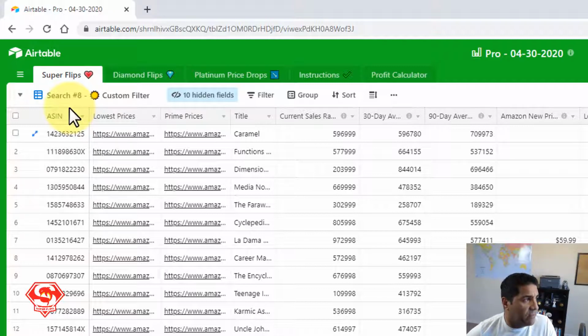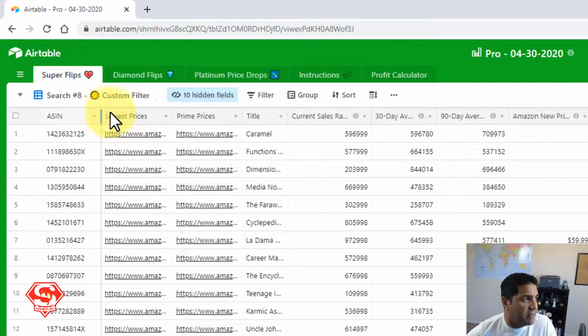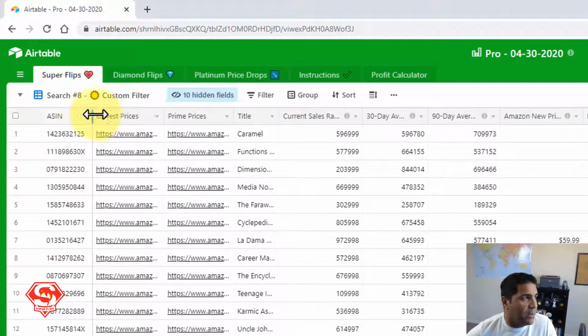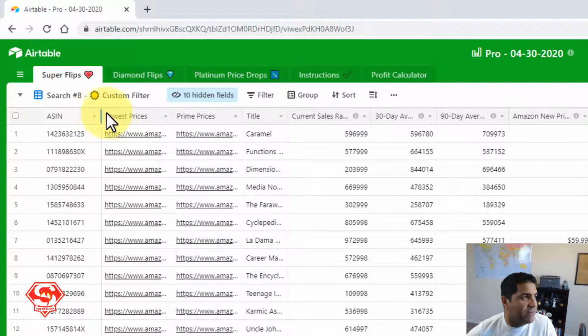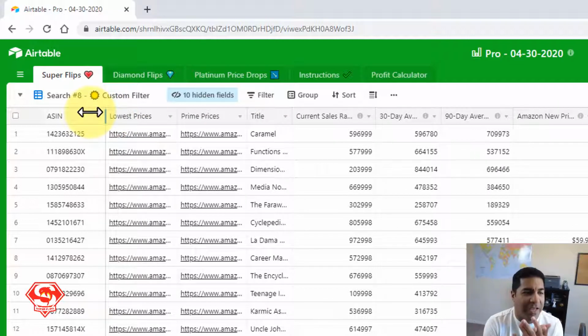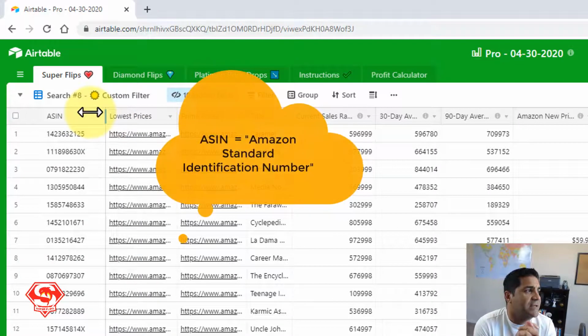All right, so the first column is the ASIN. I wonder if everyone knows what an ASIN stands for. I think it stands for the Amazon, I forget, search identification number, maybe? It doesn't matter, but it's an identifier for Amazon.